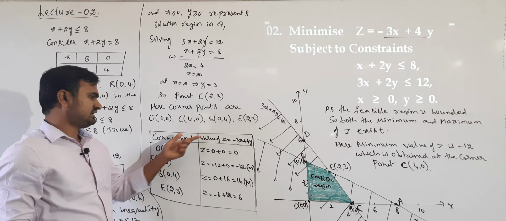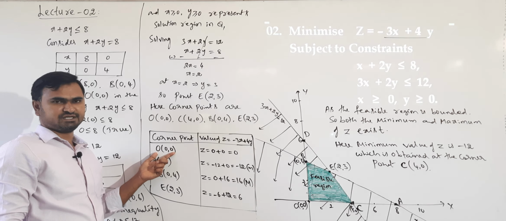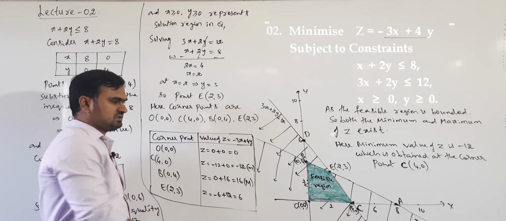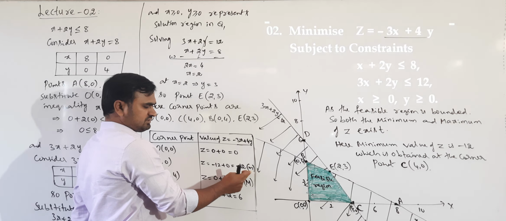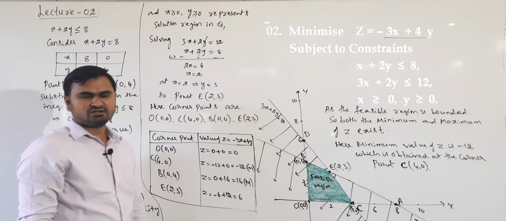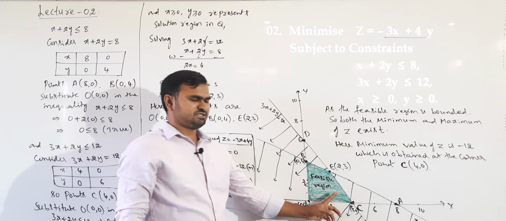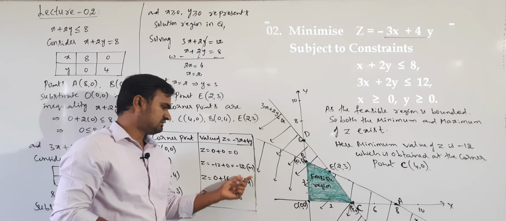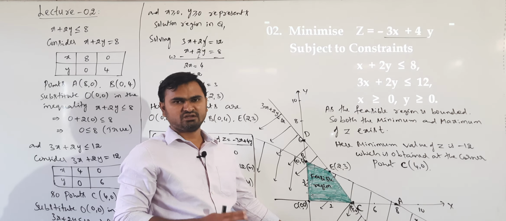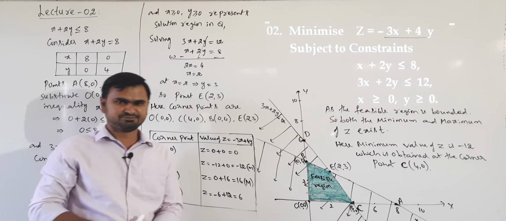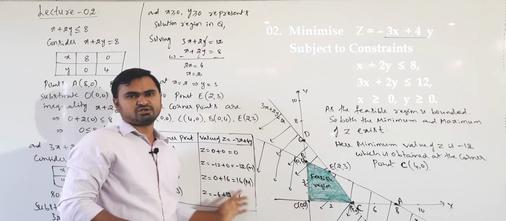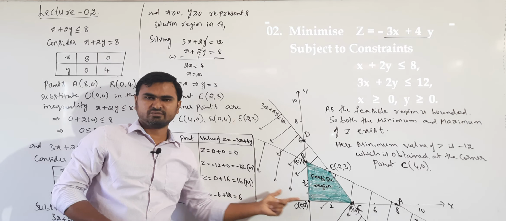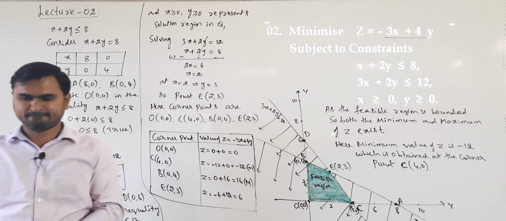Find the corner points and then find the value of z at each of the corner points. Out of all these values, see what is the smallest value, which we denote by small m, and the greatest value, denoted by capital M. Whenever the feasible region is bounded, both the minimum and maximum exist. Small m is the minimum value and capital M is the maximum value. Unbounded regions we do not study here. Understand? The method is the same for all the problems. The inequality changes, the objective function changes, but the method of solving remains the same.